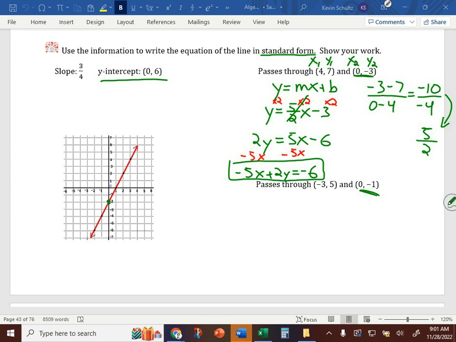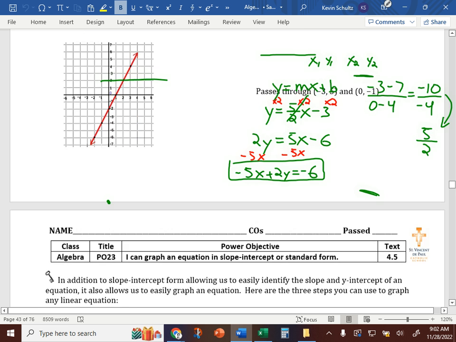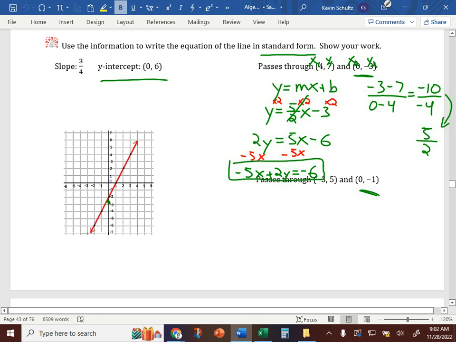Questions, comments, concerns, complaints, compliments, congratulations, or criticisms? Your homework for tomorrow is to finish this entire page, and I believe that's the end of the objective. Yes, indeed it is. Okay? You got 13 minutes left to work. That's how you math.